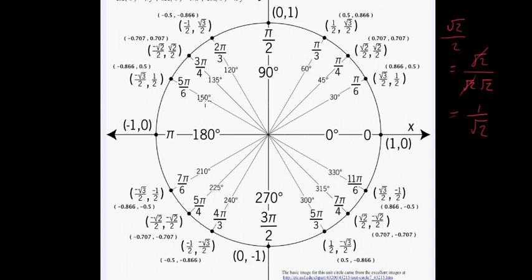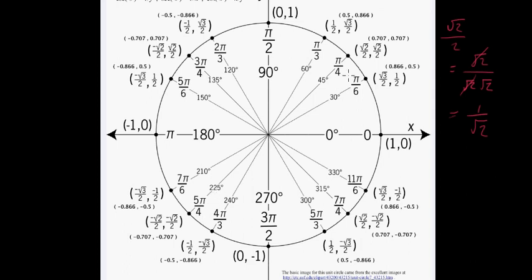It's the same with 150 degrees. 150 degrees is going to be 5 times 30 degrees. So it's going to be 5 times pi over 6, which is 5 pi over 6. And so on the whole way around. You've got 210 degrees. That's going to be 7 times 30 degrees. So that's going to be 7 times pi over 6, which is 7 pi over 6.